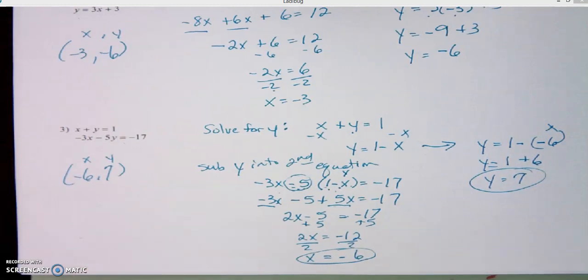Okay, can you see everything that I just did? Sorry about that. Hopefully this helps you to understand how we did these examples, and now you can work the problems on the back.